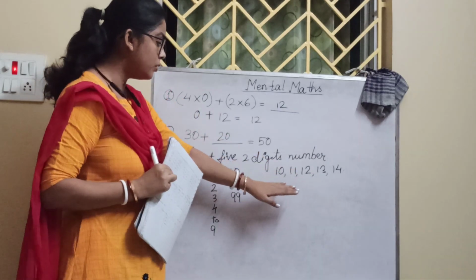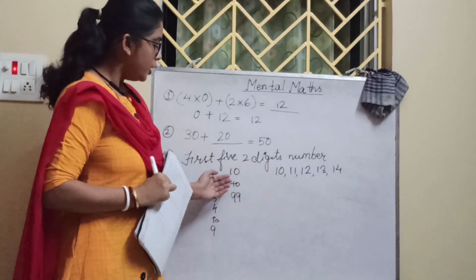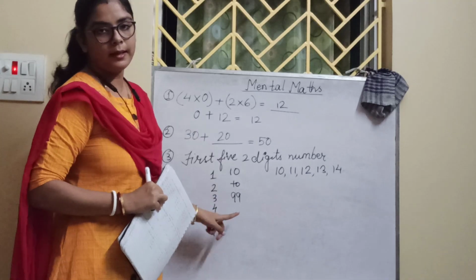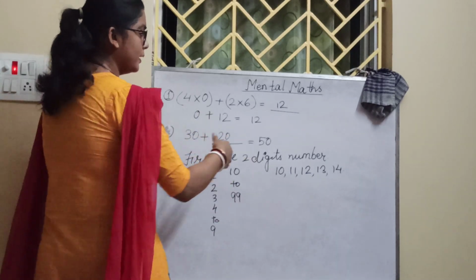But if it is not written, and only the question is given, write any 2-digit number, you can write any number from 10 up to 99. Understand this one? Let's move to the next question.